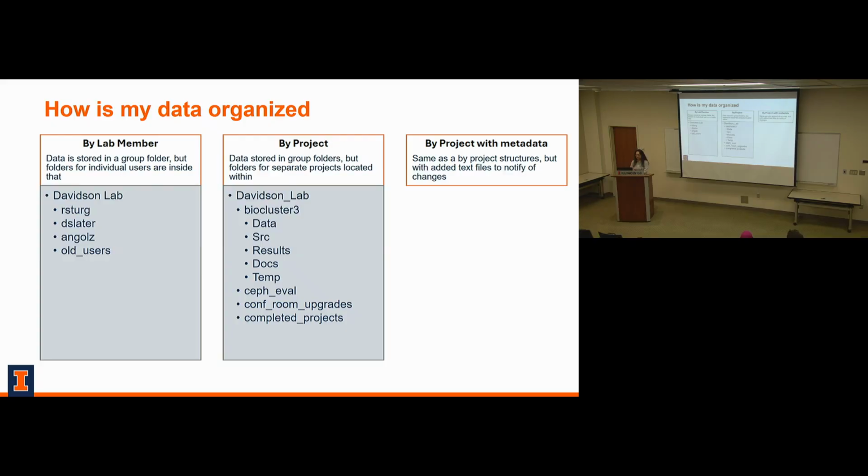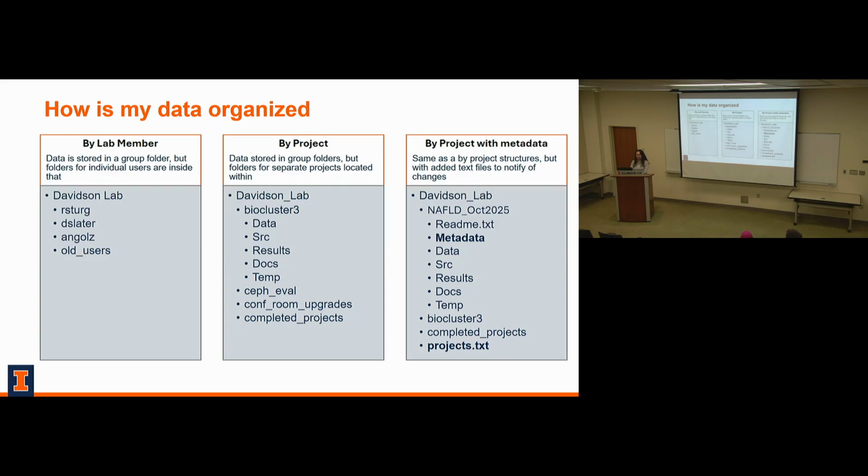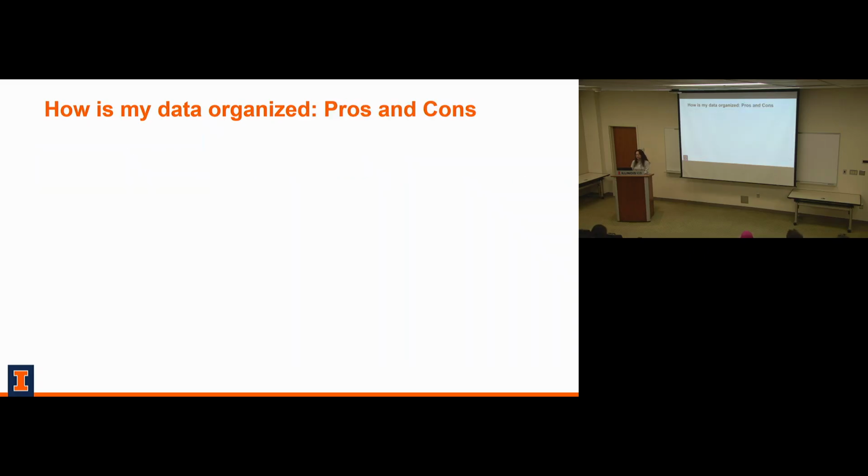And another one is by project with metadata. It's similar to by project, but has an added text file to notify changes of the project. So here I have a new folder named NFLD October 2025. Compared to the other one on BioCluster 3, there's a metadata folder to notify any change of the project. And besides that, there is another projects.txt file that records all the changes for the lab for the entire project. And what are the pros and cons for each one?